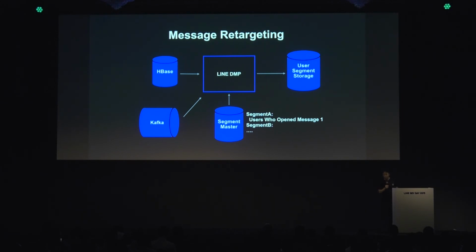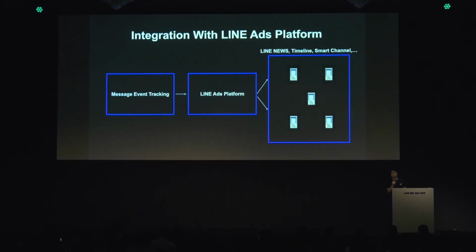We integrate with LINE DMP, which is the targeting platform for LINE Ads platform. In LINE DMP, we deliver the events obtained from message event tracking system, and DMP would judge whether they meet certain conditions, and then DMP would accumulate the events in the user segments. And from the management UI, when new message is to be sent, the LINE official account would send the request to refer to the user segment in DMP, and then targeting is possible. Next, I would like to talk about the integration with LINE Ads platform.